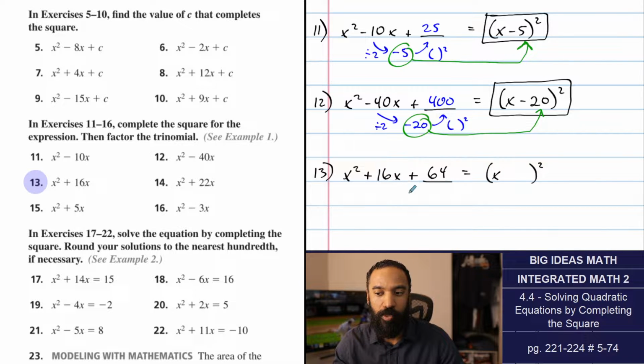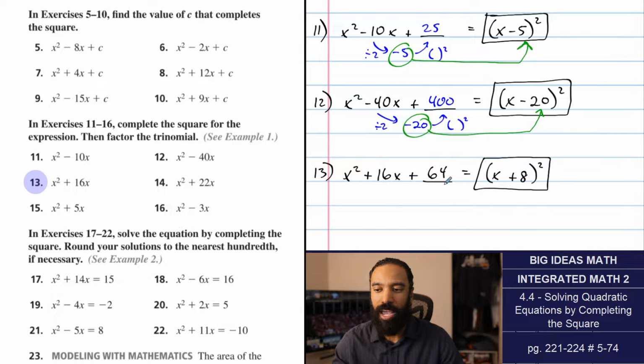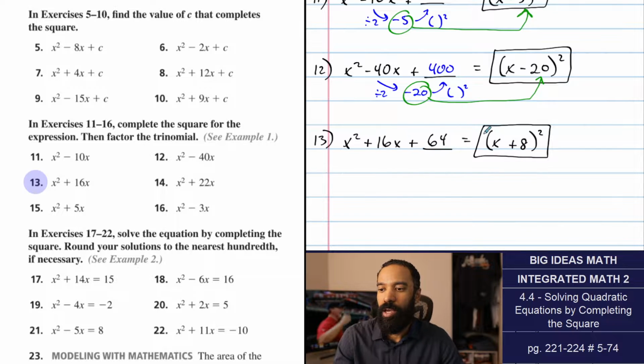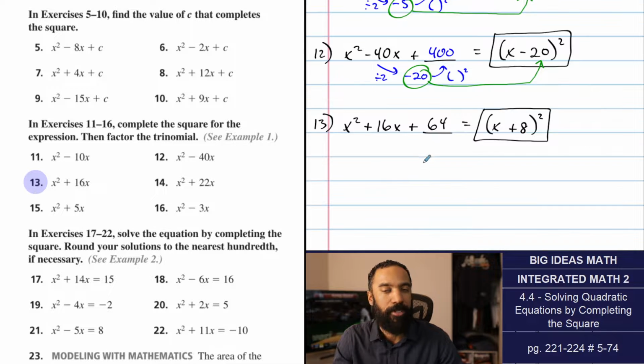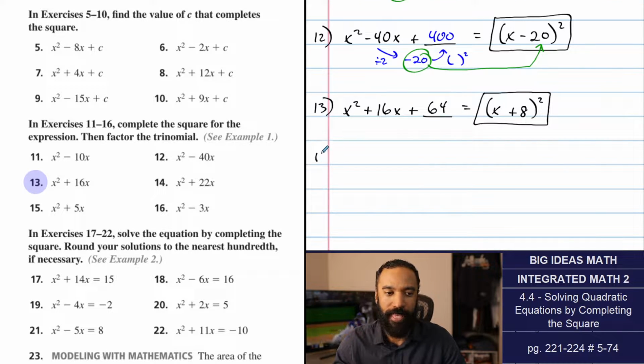What number divided by 2 was this? It was 8. Positive 8. This is the number that goes there. It's obviously something you can come up with: 8 times 8, 8 plus 8. But it's half that number and the square root of that number. That's where we get that thing out.